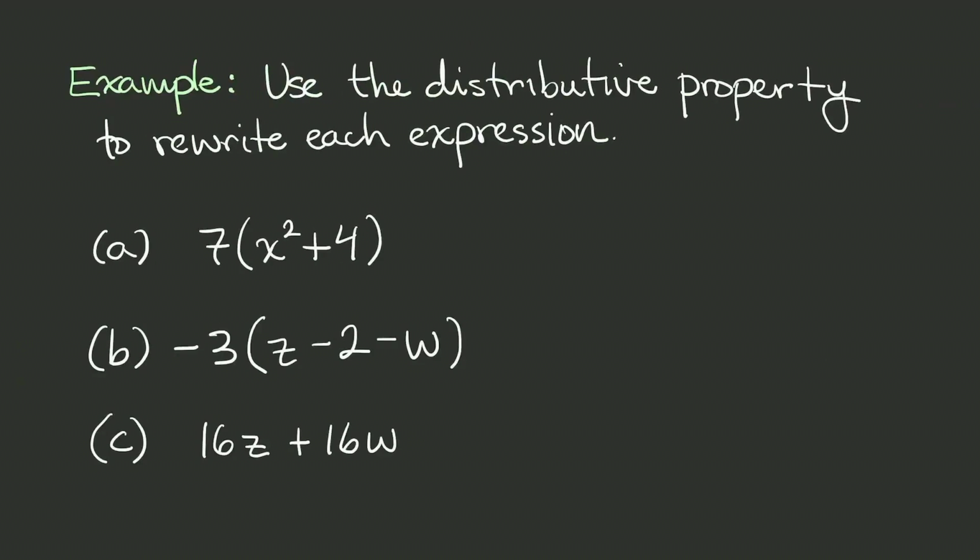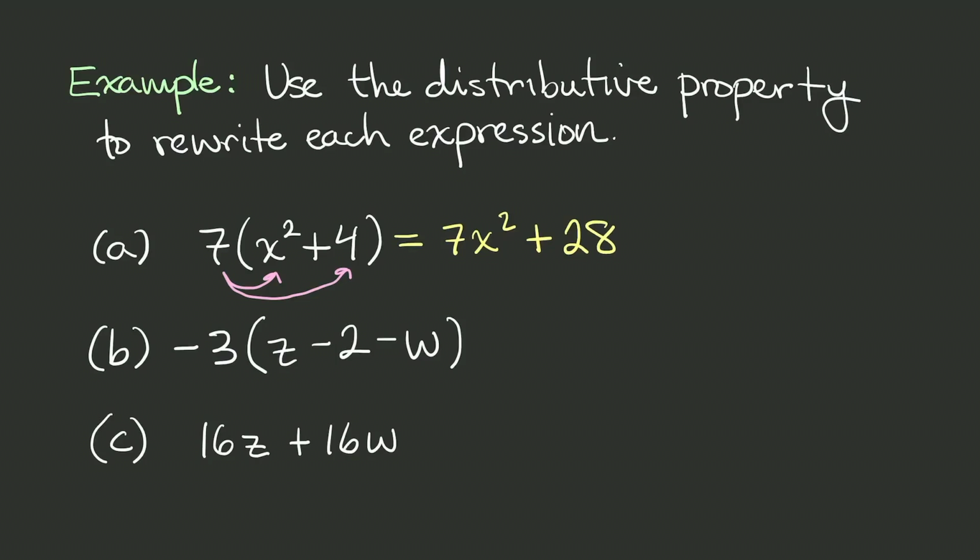In this example, we're supposed to use the distributive property to rewrite each expression. In part A, we have 7 times (x squared plus 4). What we'll do is distribute the 7 and multiply it by each of the terms in the parentheses. So first we'll have 7 times x squared, which just gives us 7x squared. And then we'll have 7 times 4, which will give us 28 for our second term.